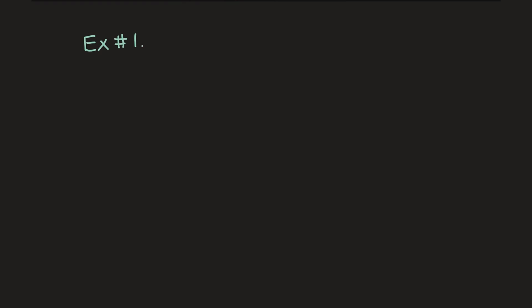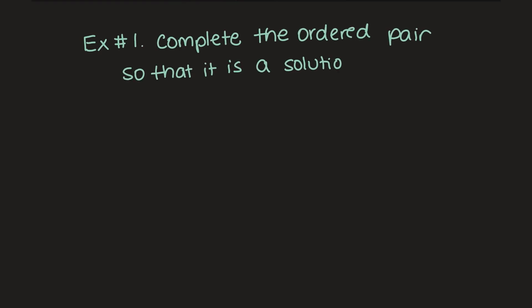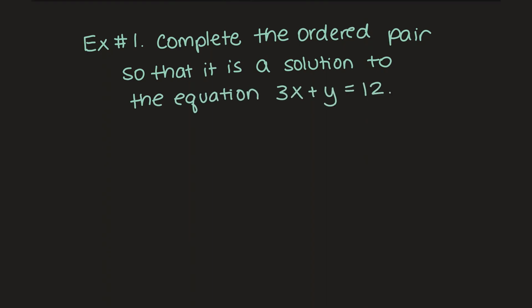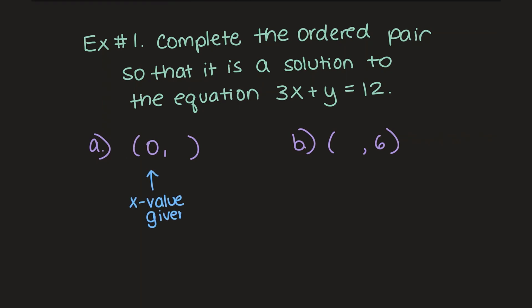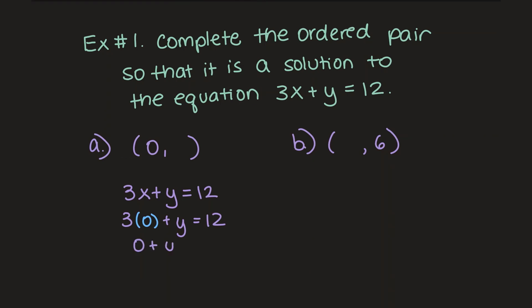Okay, let's try an example. We want to complete the ordered pair so that it is a solution to the equation 3x plus y equals 12. For part A, we have the x value given, and we need to find the y value. So we plug in the x value into the equation and solve for y. We get y equals 12. So our ordered pair is complete.